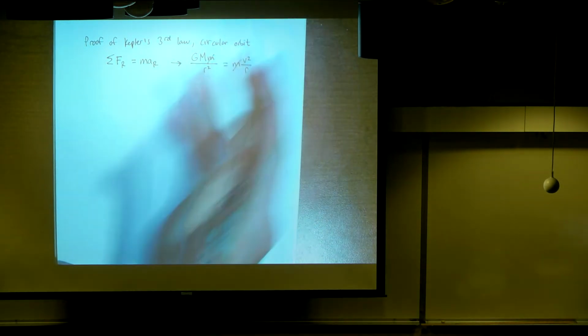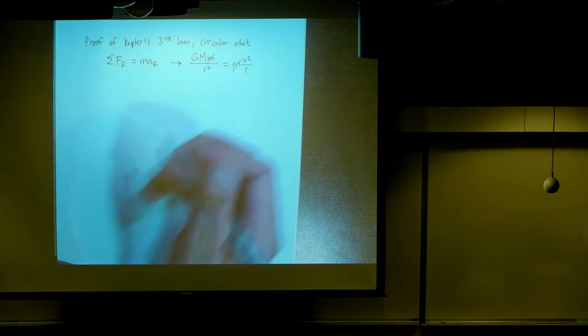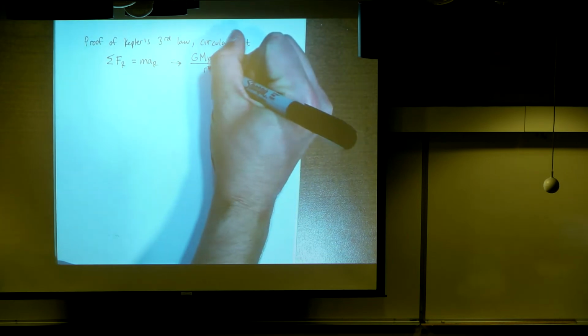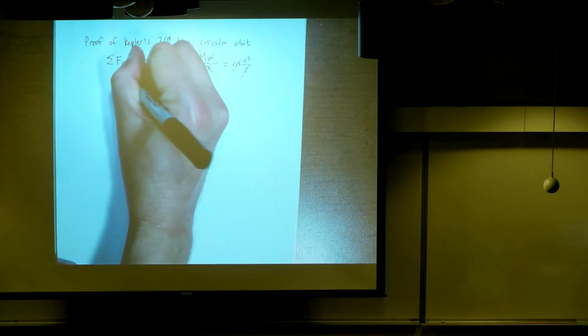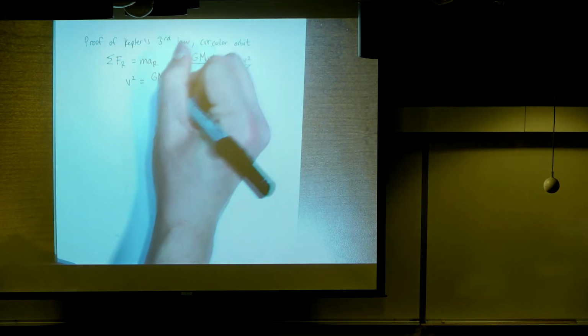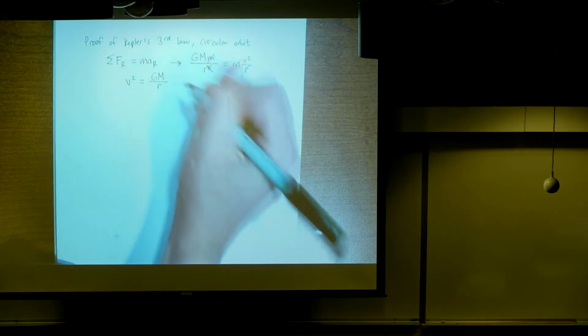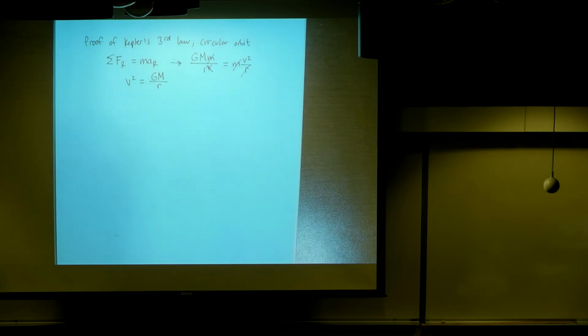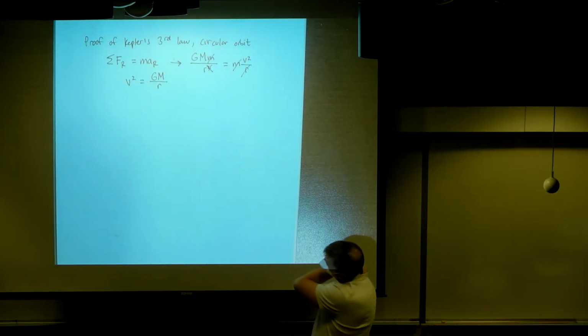Cancel out the little m's like this. Cancel one factor of r like that. And we get v squared equals big G, big M, divided by r. So you've probably seen that before, right? All right, here's something else we'll do.